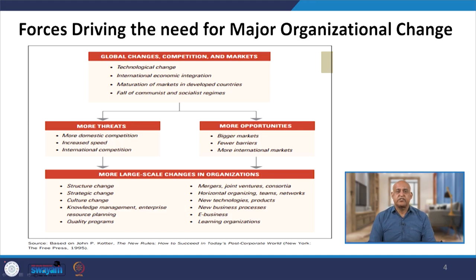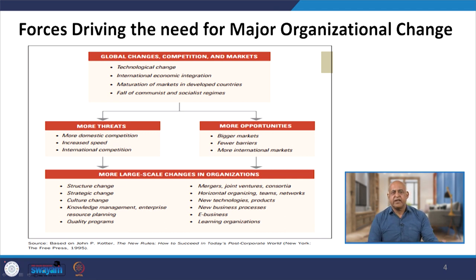Now more large-scale changes in organizations require structure change. So the organization structure is to be changed. I am always advocating the horizontal structure or the flat structure. When you have to meet these challenges, you have to make changes. If you are making changes, your manpower will either increase or decrease, and if it is decreasing, then you have to make more empowerment. If the competition is tough and the financial conditions are not good, then you have to remove certain employees. So these structural changes will be there. You have to design the organization structure according to the competition of the market.